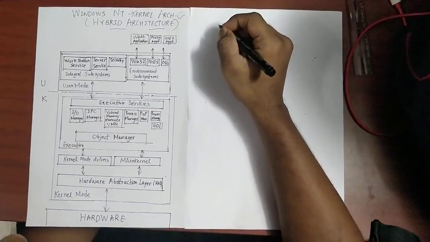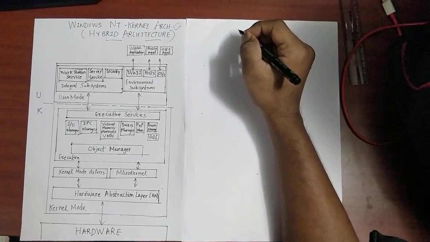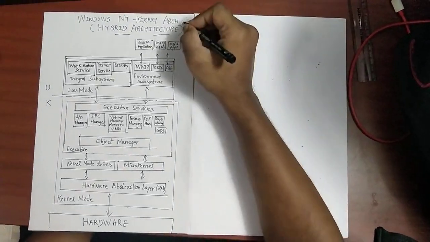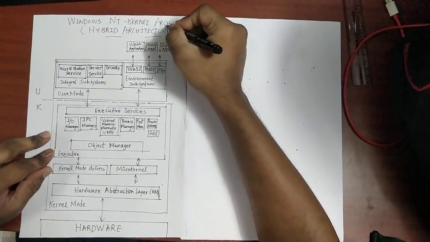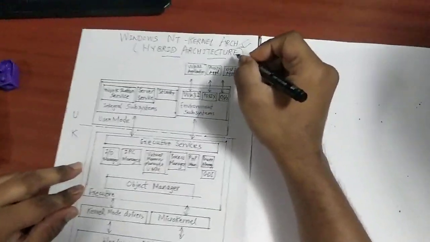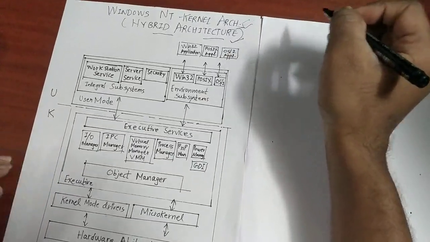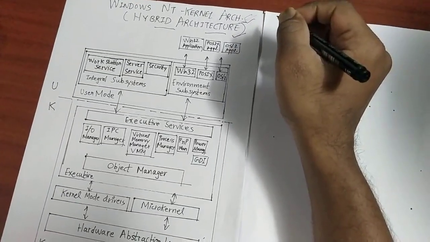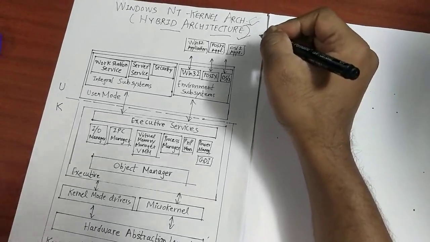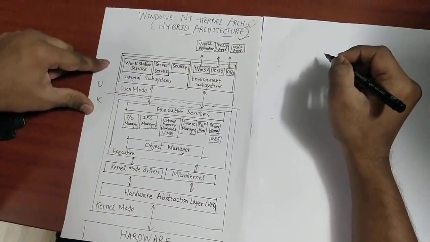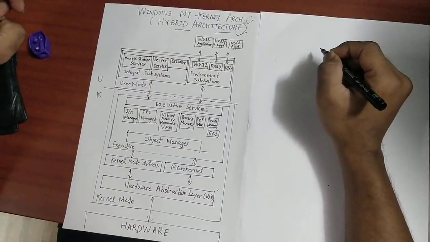Hello guys, this is Malyaj Likhar, and today I am going to provide a brief introduction about Windows NT kernel architecture, which is essentially a hybrid architecture, and we'll see shortly what a hybrid architecture is. But let us look at this beautiful diagram of architecture for Windows kernel.